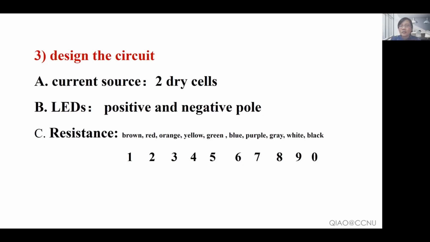Teachers and I provide some easily accessible equipment. One is the current source, and there are two dry cells and LEDs. They will learn to judge the positive pole and negative pole. Usually, the long pole is the positive pole.